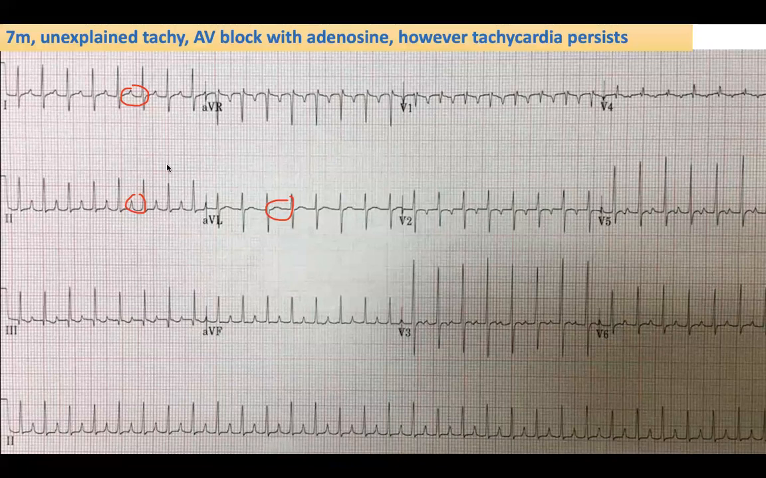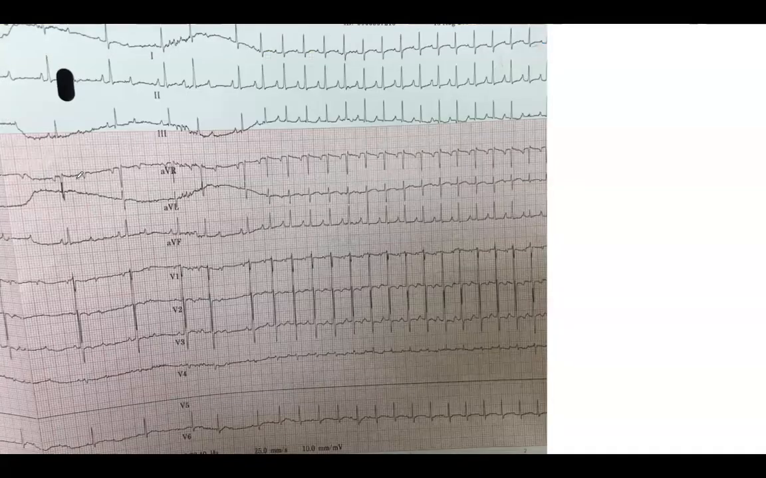And when they gave adenosine, if it's reentry, then it should stop and not come back. But in his case, the atrial rate continued. Yes, it's slightly slowed down, because there are atrial tachycardias that are responsive to adenosine, like we said. But the P wave didn't really change. That P wave is very identical to the tachycardia P wave. And if you look at all leads, okay.